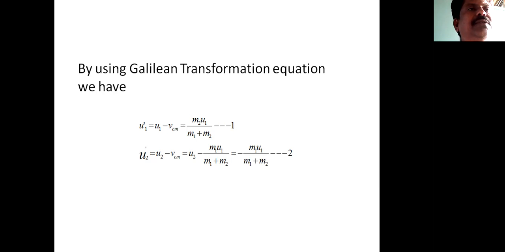So that is the meaning of the equation U1 dash minus U2 dash equals U1 minus U2. The relative velocity between the two particles in the laboratory frame and in the center of mass frame is the same. Both are the same.